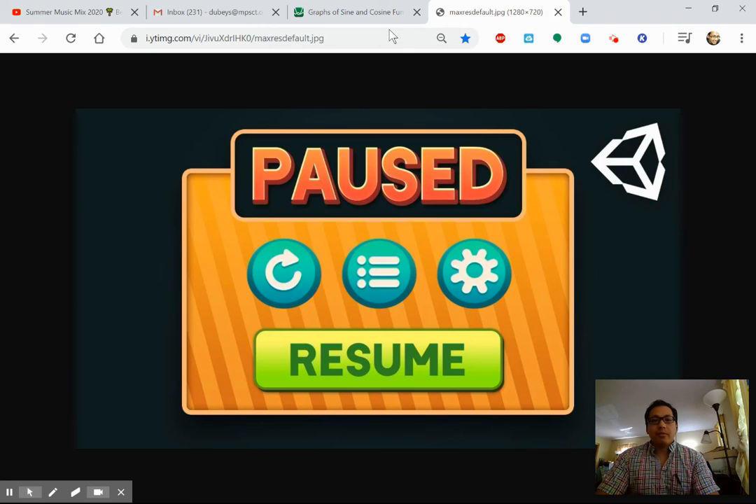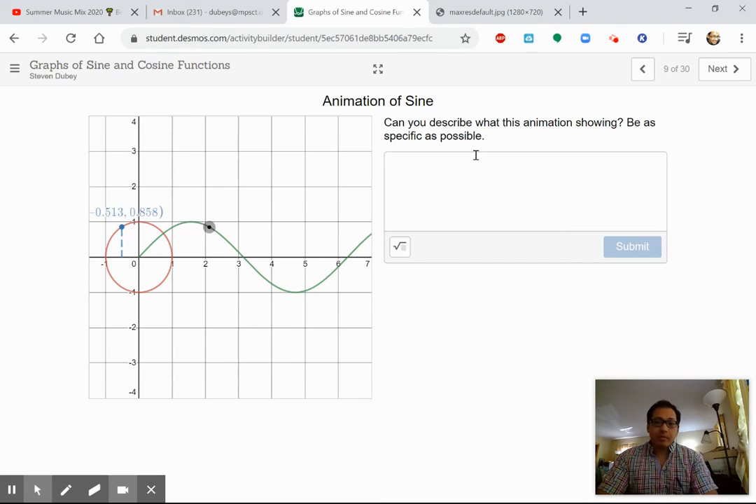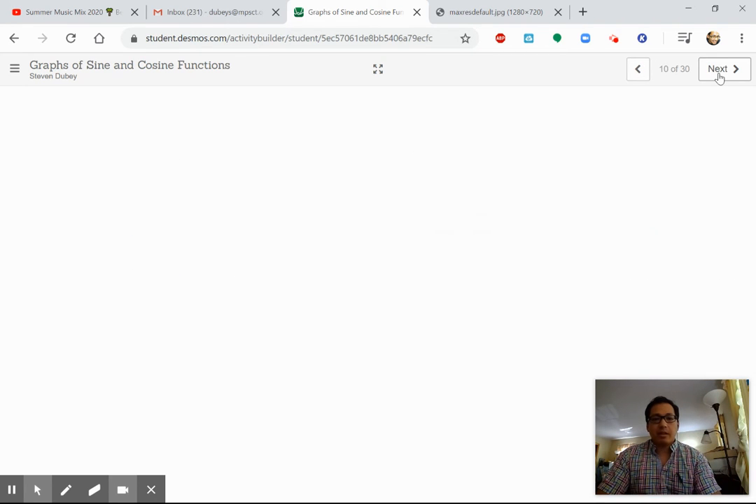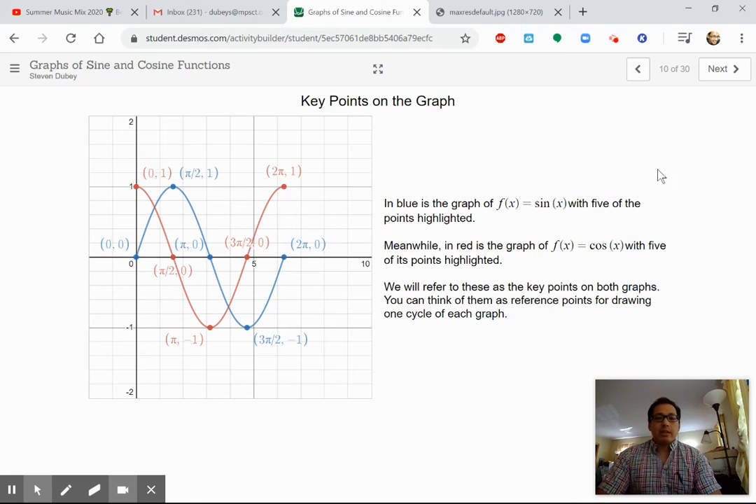Okay, so hopefully you've written something here. Again, I'm not going to write my own answer because I'm curious what you have to say, and I also think that the important part of this is for you to put it in your own words, because when you do that, it also helps consolidate the knowledge, organize it for yourself of what is happening here. So now we're going to take a look at some key points on the graph.